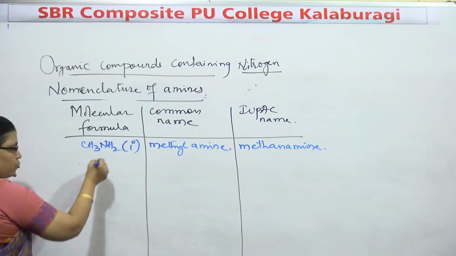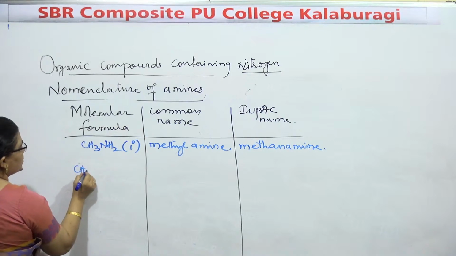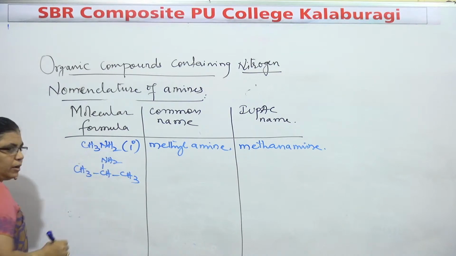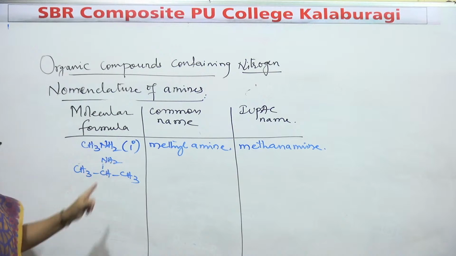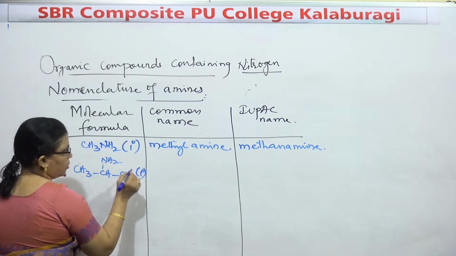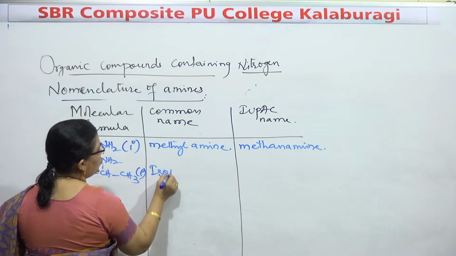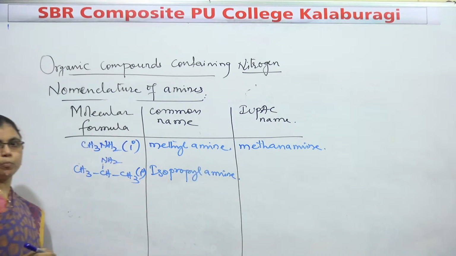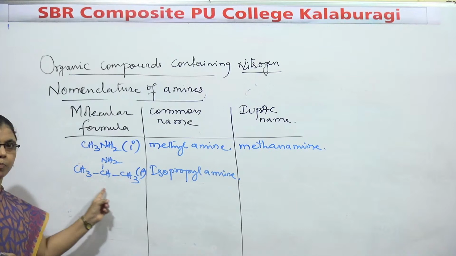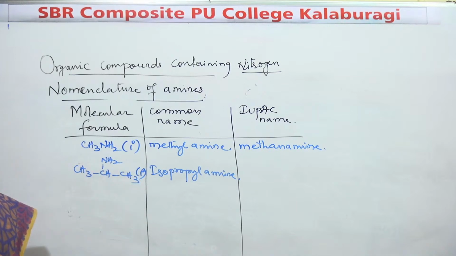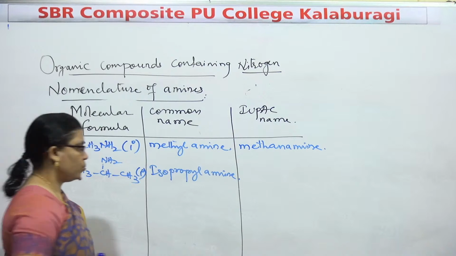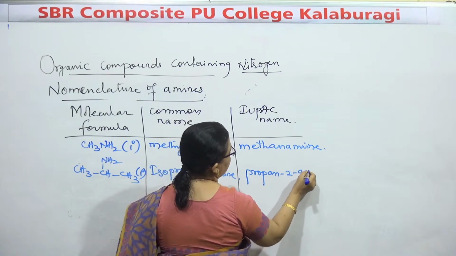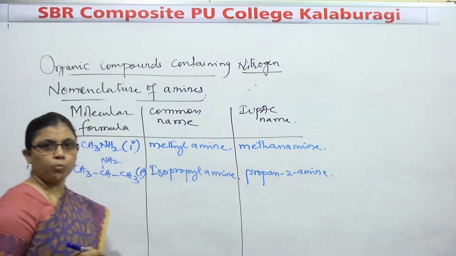If we are going to write the other example, like CH3CH(CH3)NH2, this comes under primary again. According to the common system, isopropylamine, because this chain is an isopropyl group. So what can we call the IUPAC name? Propan-2-amine.